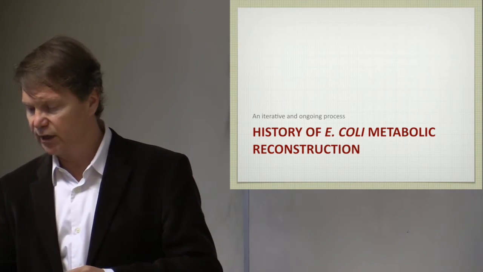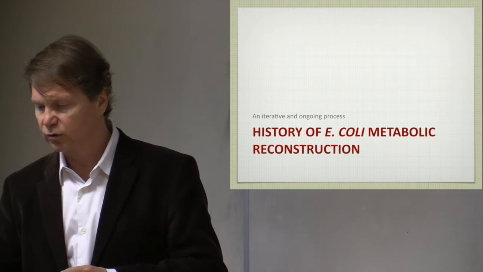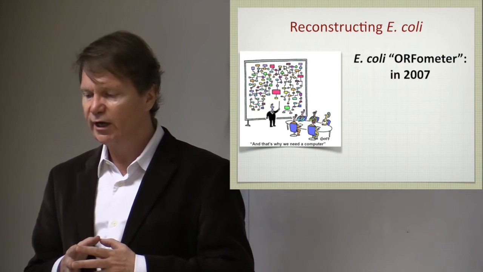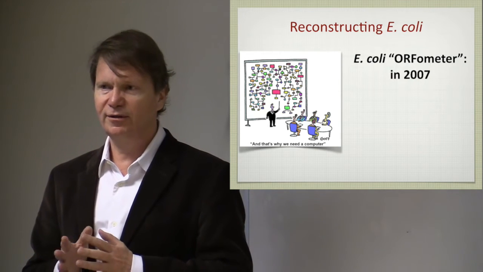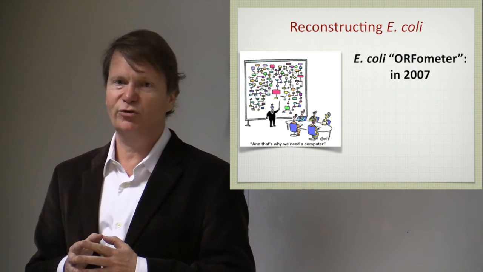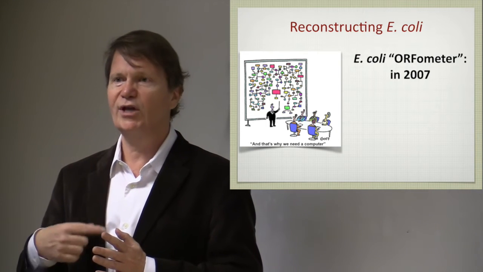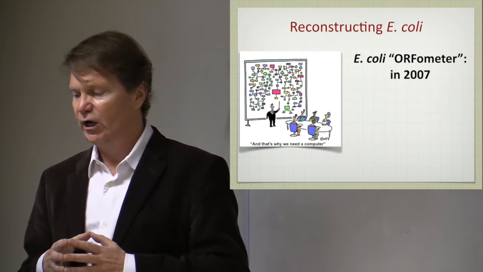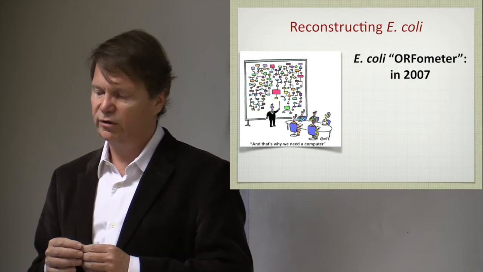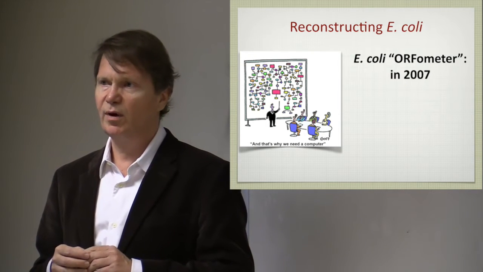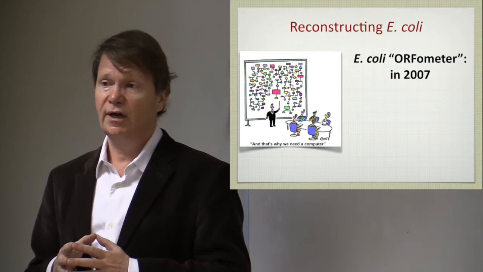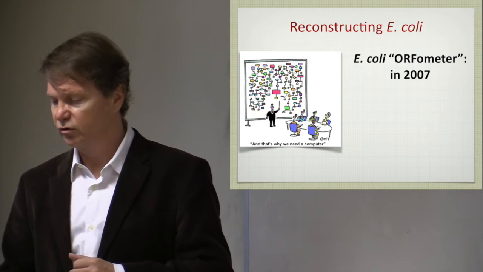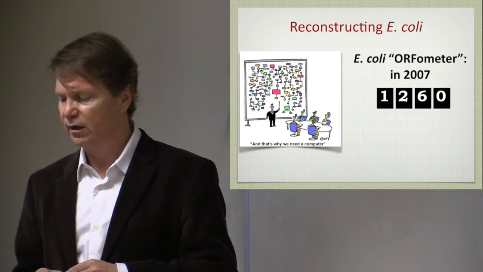So it's going to be an iterative process, and I just want to walk through the history of the major iterations of the E. coli reconstruction. So first, when I introduce you to the E. coli orphometer, you can build an orphometer for any organism you're trying to reconstruct. It's just a counter that counts the number of genes that you're representing in your reconstruction. So in 2007, the third iteration of this genome scale model was published, and there were 1,260 genes and their gene products accounted for in the reconstruction. And I'll put that number in context here in a moment.